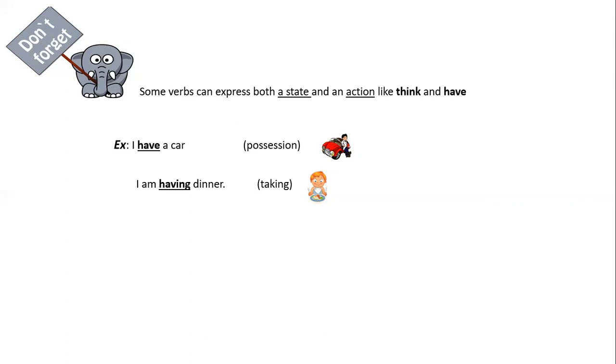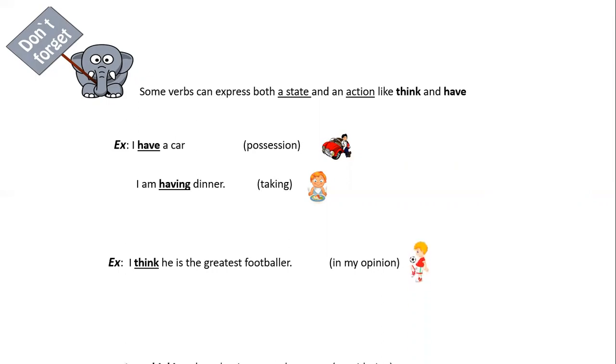Let's see the second verb, which can be used as both kinds of verbs, like think. I think he is the greatest footballer. Here it means in my opinion. So when I'm expressing my opinion and my thought, it is used as a state verb. هون معناها أعتقد, okay? I will not change my thought after a minute.